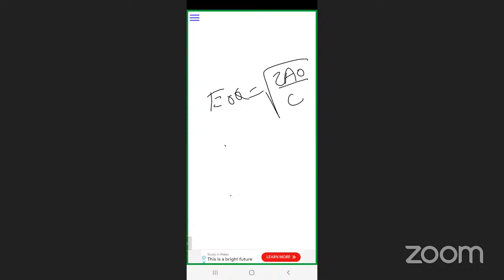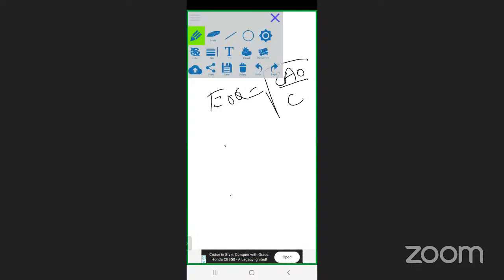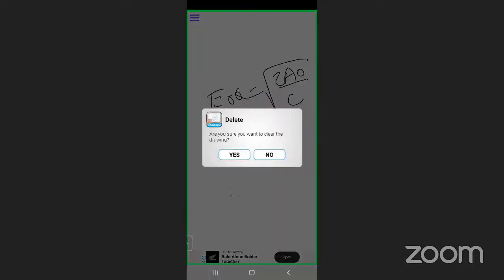Now let us quickly revise from the 8th unit. The 8th unit talks about the reliability, availability, and maintainability concepts, the RAM concept. Reliability. So what is reliability?